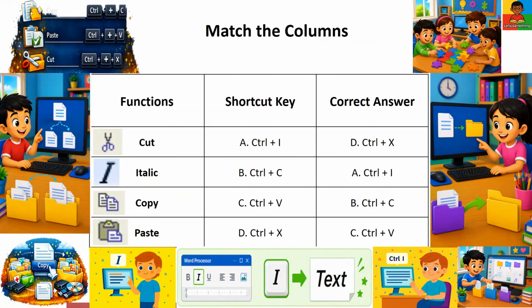Let's match the columns. Cut, D. Control X. Italic, A. Control I. Copy, B. Control C. Paste, C. Control V. These are the correct shortcut keys for each function in OpenOffice Writer.